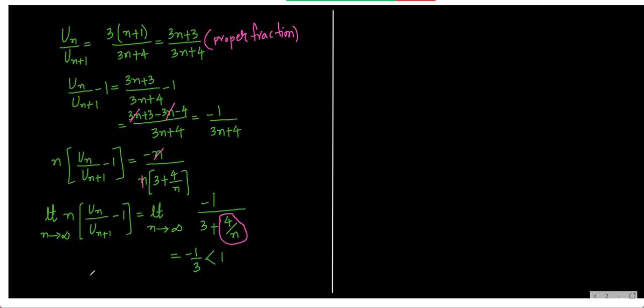So by which test we can say? By Raabe's test. Less than 1 को क्या है? Divergent है ना? By Raabe's test, series divergent.